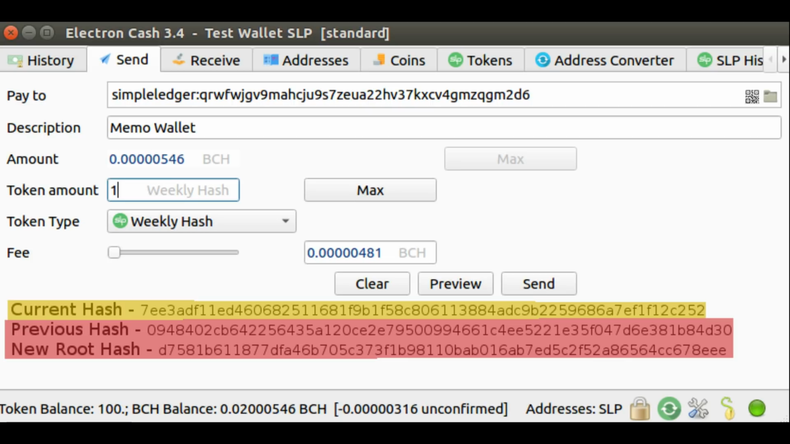I need to add that to my previous hash, so I just concatenate them, and by concatenate I just mean you put them together. It's almost like you glue them together one after the other. And once I concatenate them, I take the hash of the concatenation of the current hash and the previous hash, and I get the new root hash, which is D75, and it ends with the triple E there, okay?